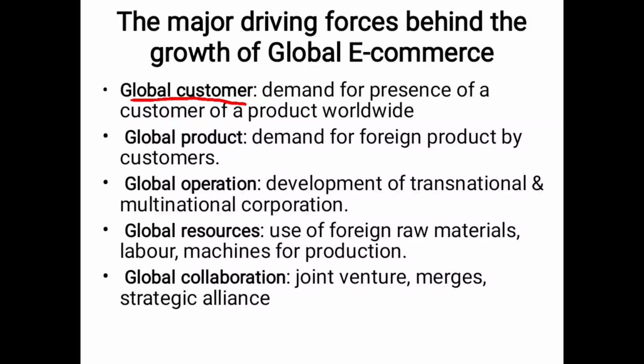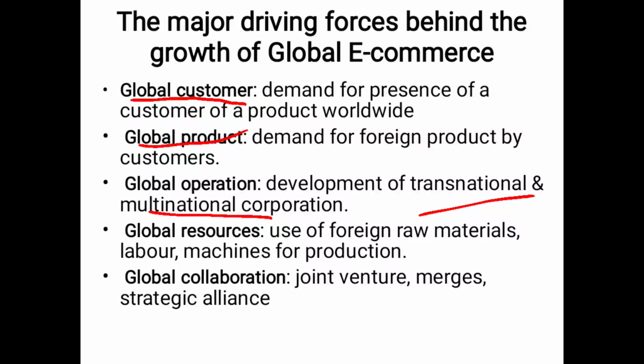Second one is global product. So, demand for a foreign product by customers. Today people wish to have a product from foreign countries or other countries. That's why there is a demand for the foreign product, and that is also driving e-commerce. Then global operation, development of transnational and multinational corporations.